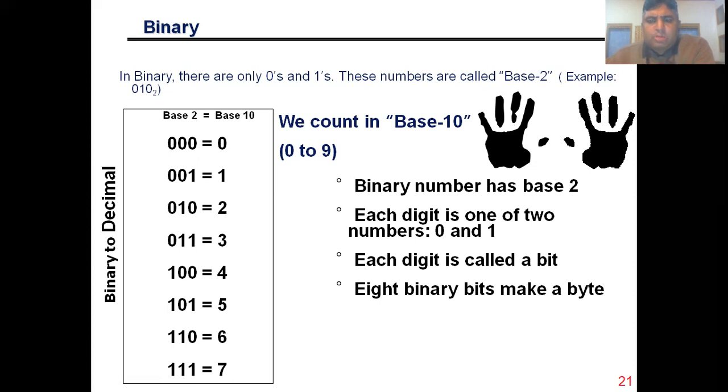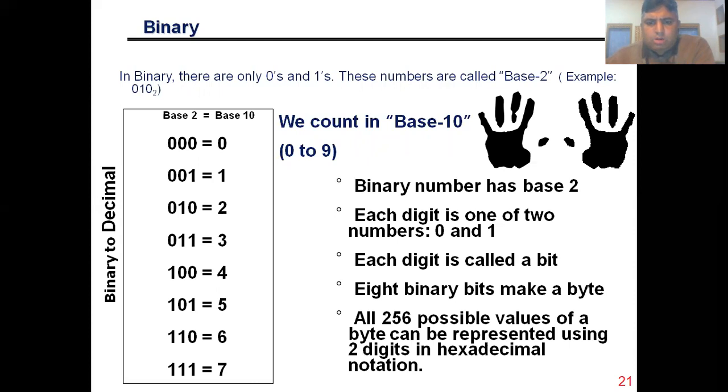8 binary bits make a byte. We already defined it in the last slide. All 256 possible values of a byte can be represented using two digits in hexadecimal notation. This last fact we will discuss in our future lectures: how the 256 possible values of a byte can be represented using two digits in hexadecimal notation.